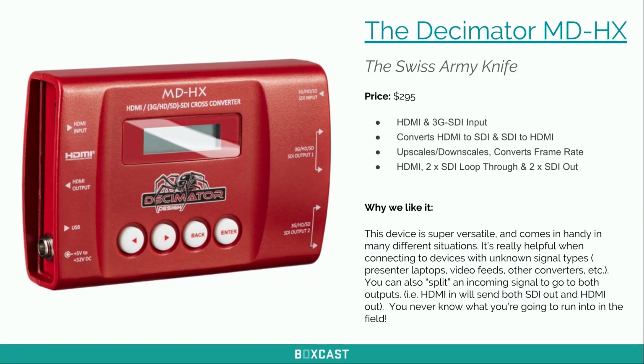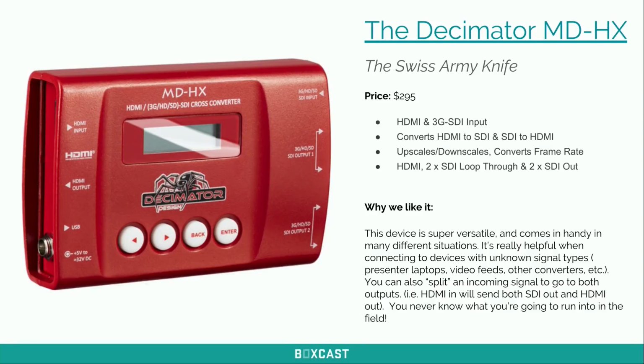Right. So it has HDMI and 3G SDI inputs. It will convert two ways, so it's called a cross converter, which means it can convert HDMI to SDI and SDI to HDMI. And a lot of times you'll find converters that can only do one type of thing. So this is why we like this. It also upscales and downscales, like I said, so from 1080p to 720p, or go back up from 720p to 1080p, and it can convert the frame rate, if you needed a lower or higher frame rate. So that's a very useful thing to have. But the reason we like it is because it's super versatile, like I mentioned.